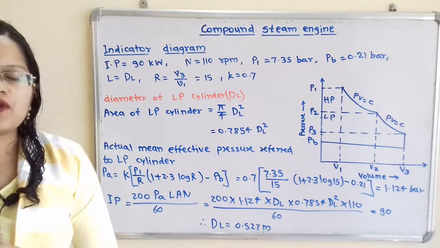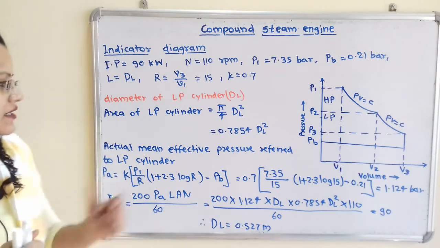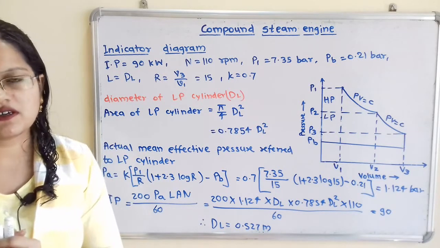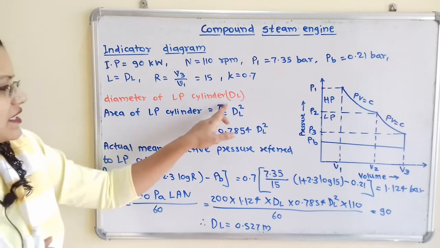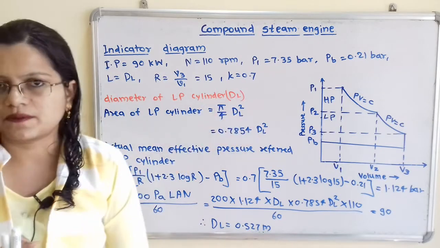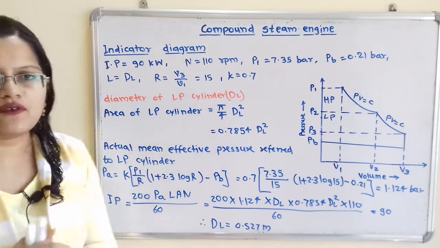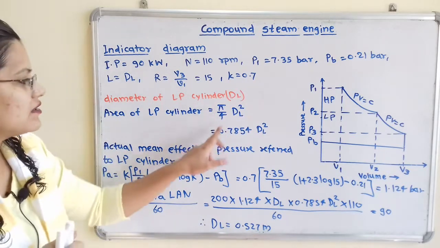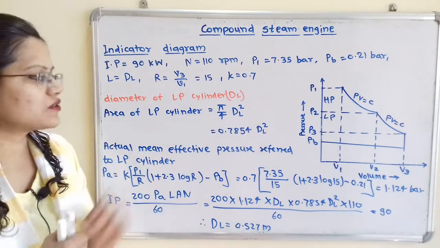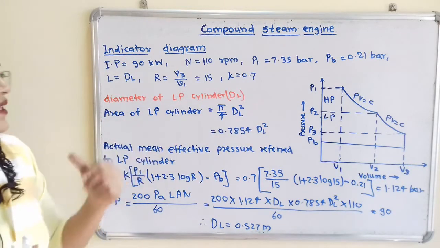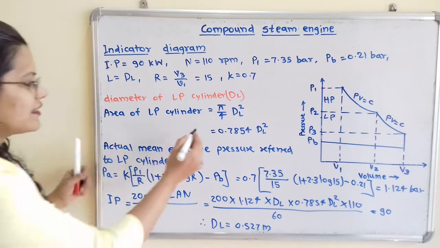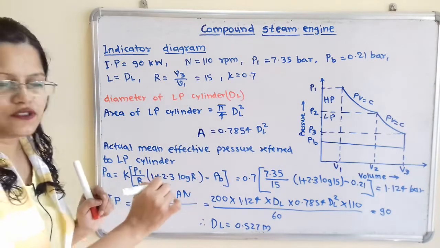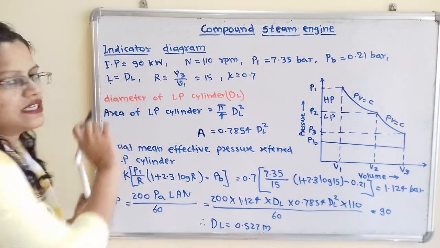Now we will first find out what is the area of low pressure cylinder. So what is the area of cylinder? The cylinder is in the form of a circle. So we will say that area of low pressure cylinder is pi by 4 DL square. Now what is the value of pi by 4? From the calculator we can easily calculate, that is 0.7854 DL square. So instead of area A, we can use this 0.7854 DL square, and instead of L we can use this DL.